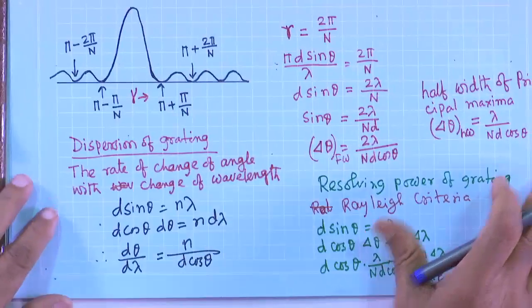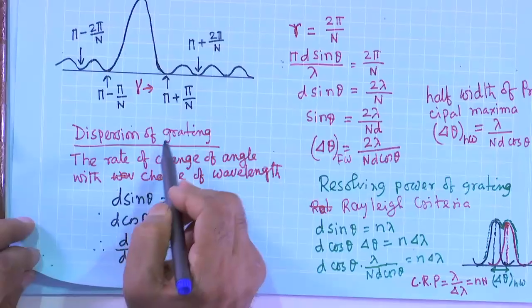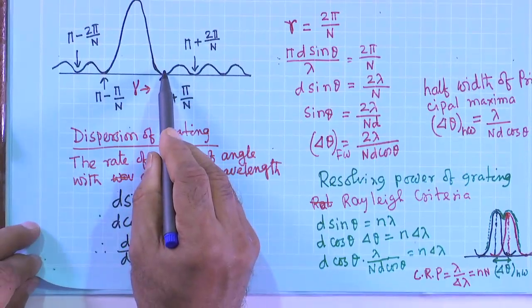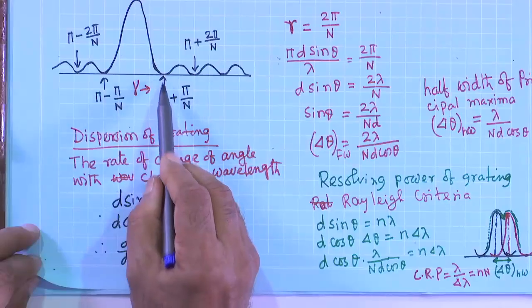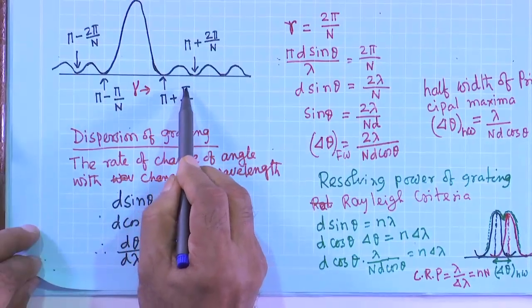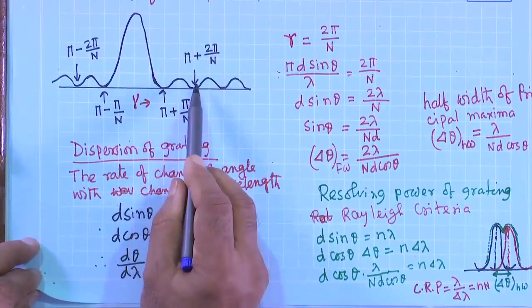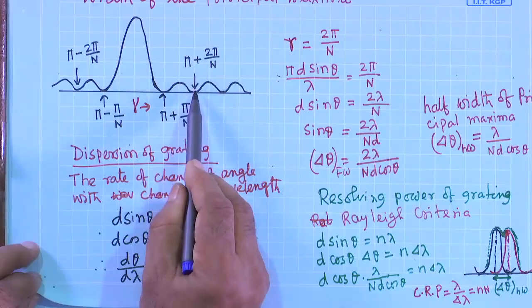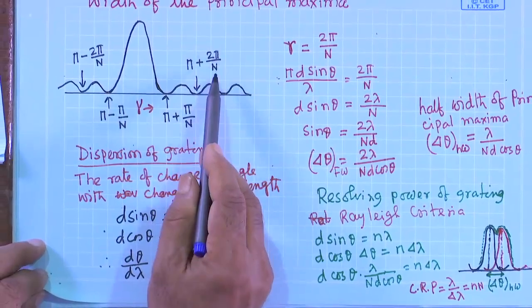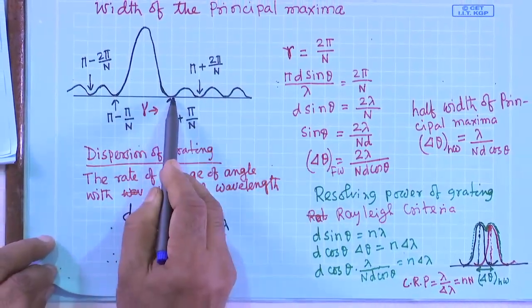Okay. So, the width of the principal maxima: this principal maxima is basically at pi, and the first minimum is at pi plus pi by N. So, this is the minima. The next minima is at pi plus 2 pi by N. So, why pi?